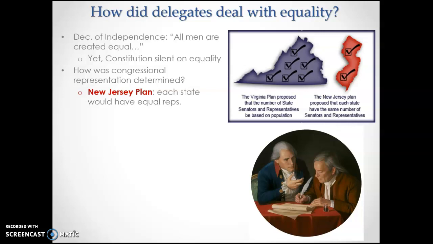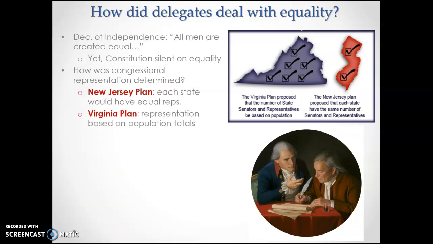New Jersey was a very small state, right? And New Jersey, as a small state, does not want congressional representation to be based on population, right? Because if population was going to be the sole judge of representation in Congress, then New Jersey was going to get screwed because they didn't have nearly as many people as New York or Virginia or Pennsylvania. And so New Jersey proposed that every state would have equal numbers of reps.